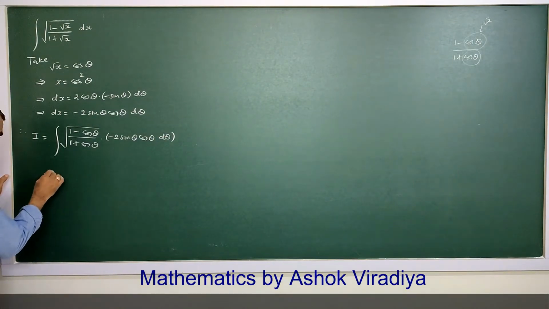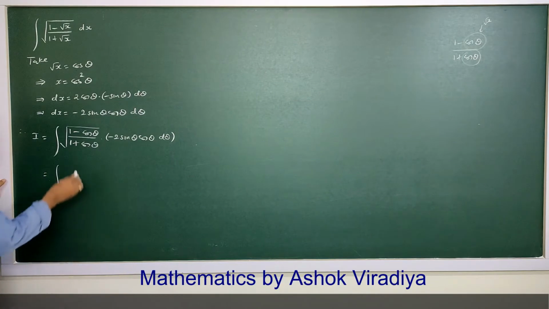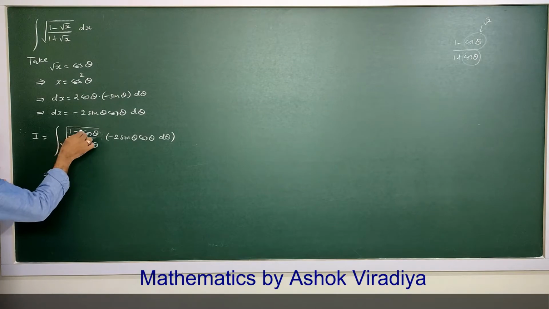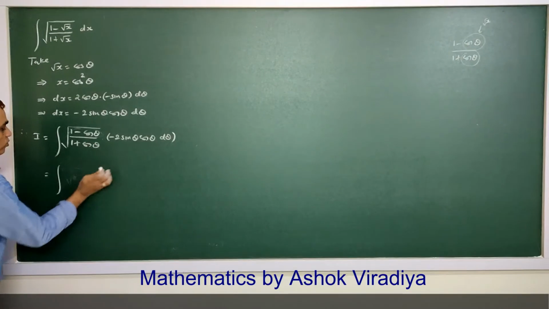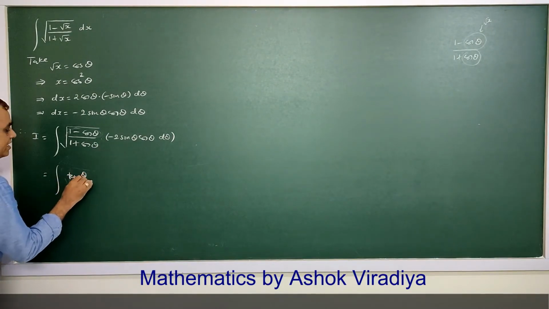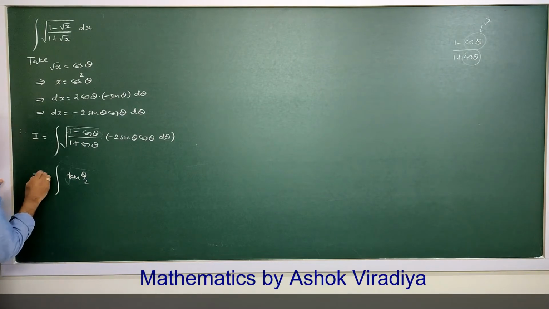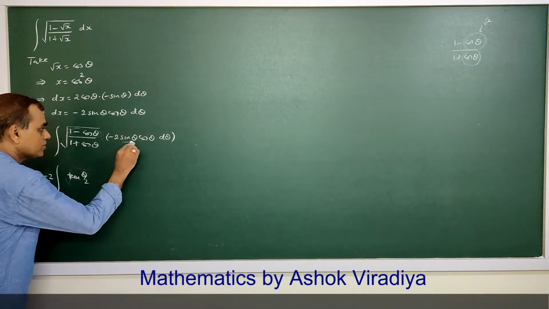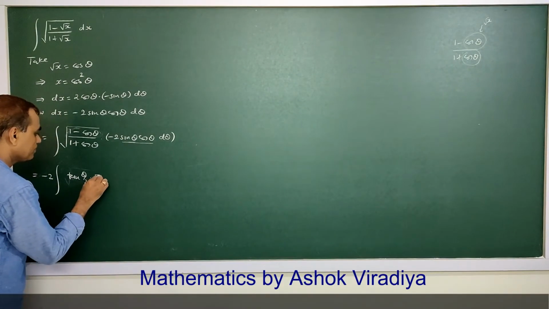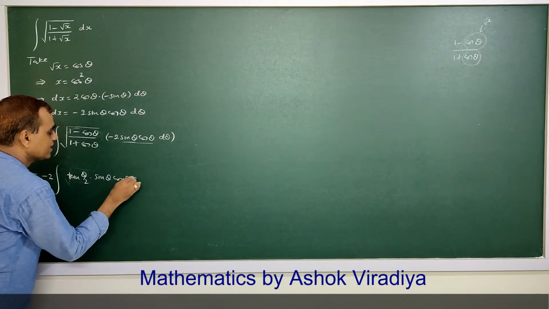Now see, this is the formula for tan square theta by 2, so square root of tan square theta by 2 is tan theta by 2. Minus 2 we keep outside, taking minus 2 outside, this is tan theta by 2. Now this is sin theta into cos theta d theta.